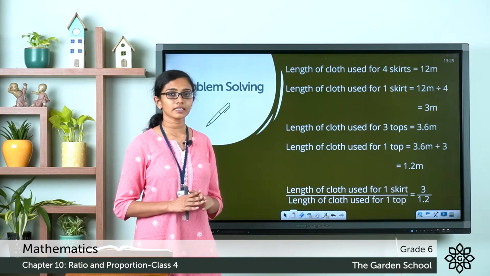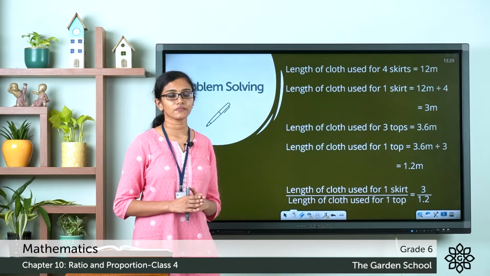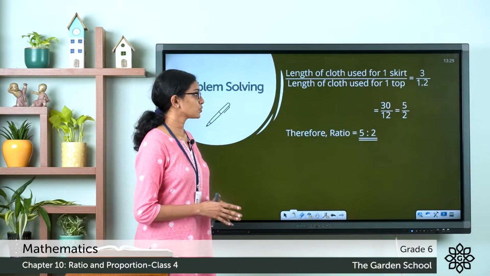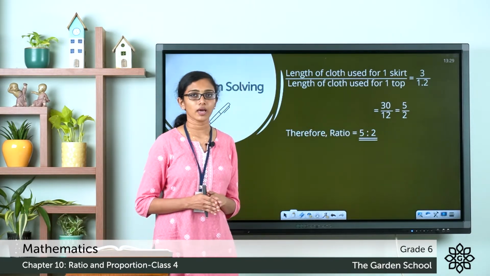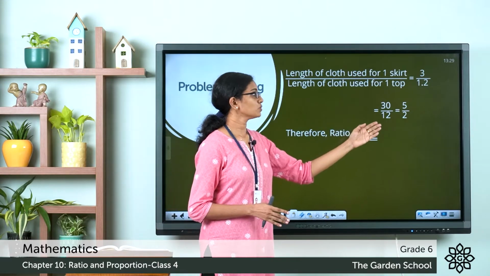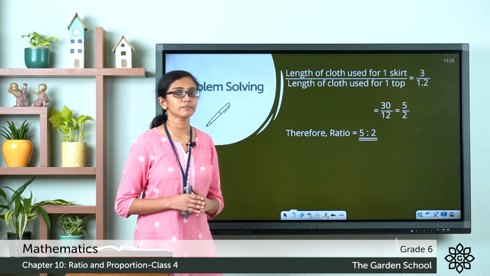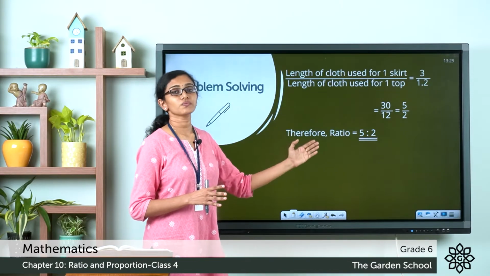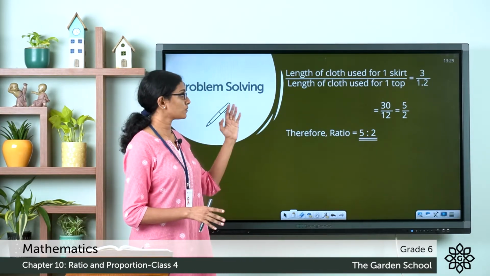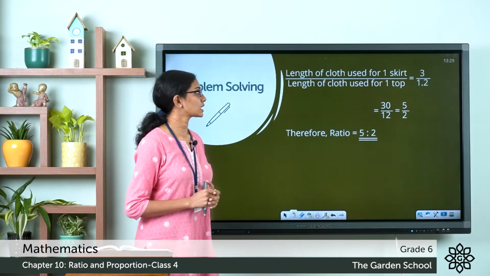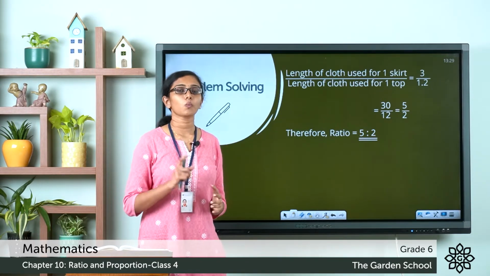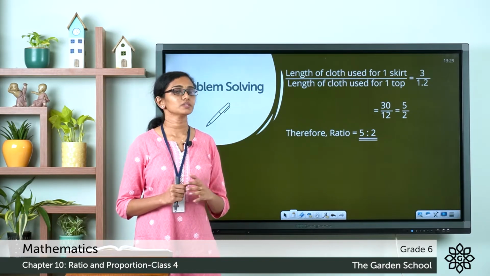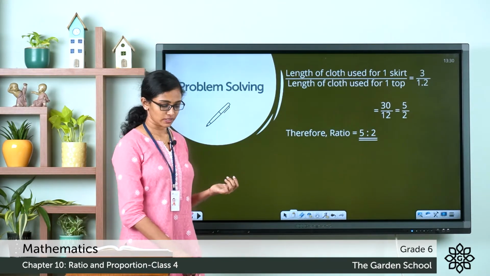See, it's a fraction there. We have a decimal number in the fraction. So let's change the decimal point. So this becomes equal to 30 divided by 12, and that is equal to 5 by 2 when reduced to the simplest form. Hence we can write the ratio as equal to 5:2. That is the ratio of length of cloth used for 1 skirt to the length of the cloth used for 1 top is equal to 5:2. So hope this is clear to you. So let's see the next question now.